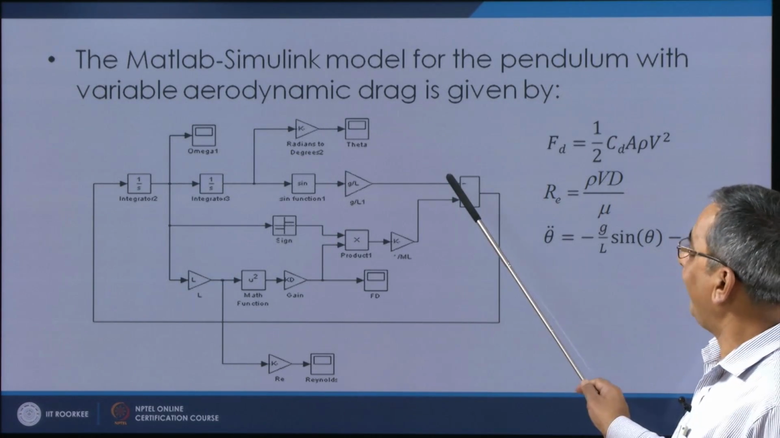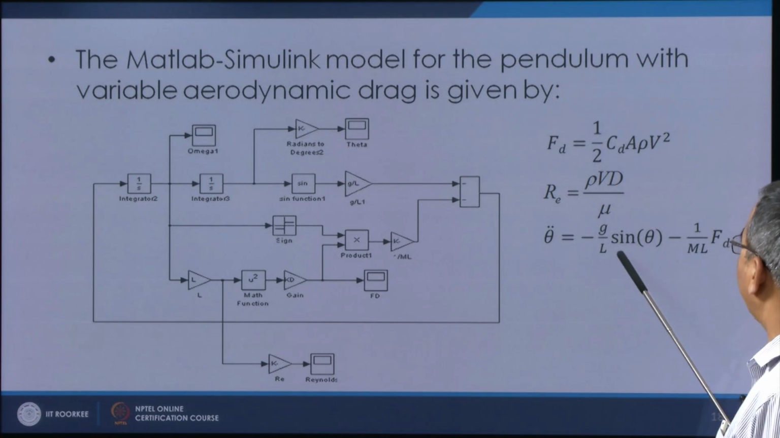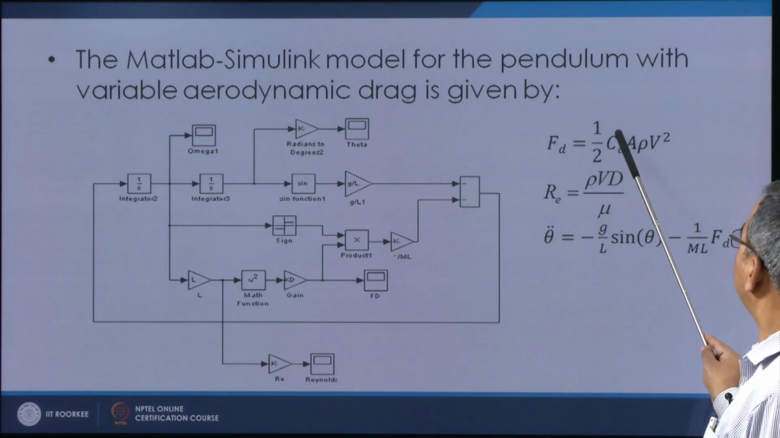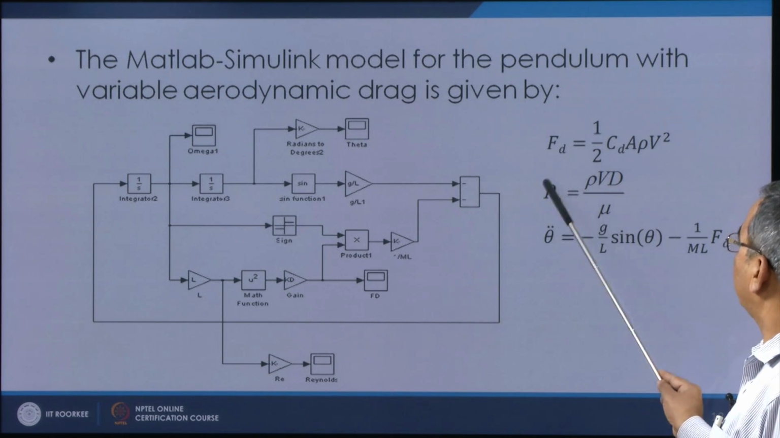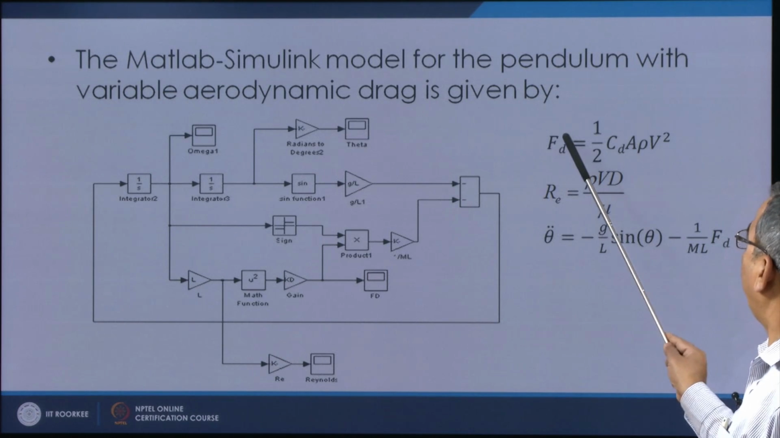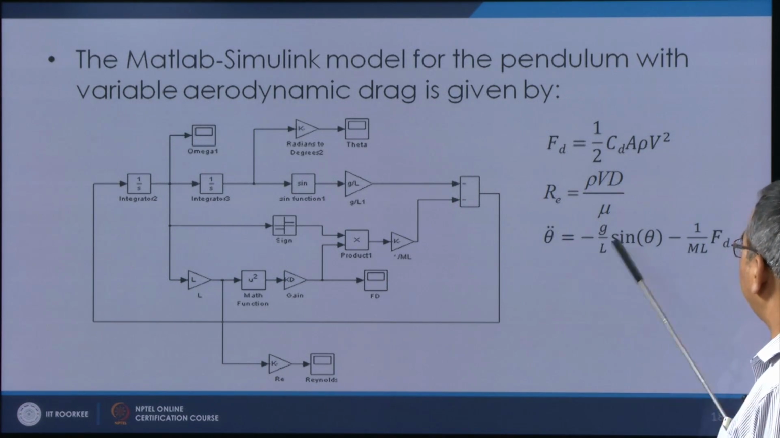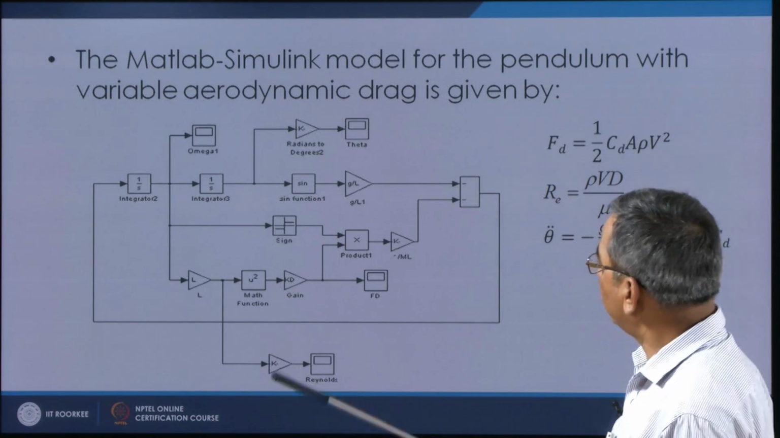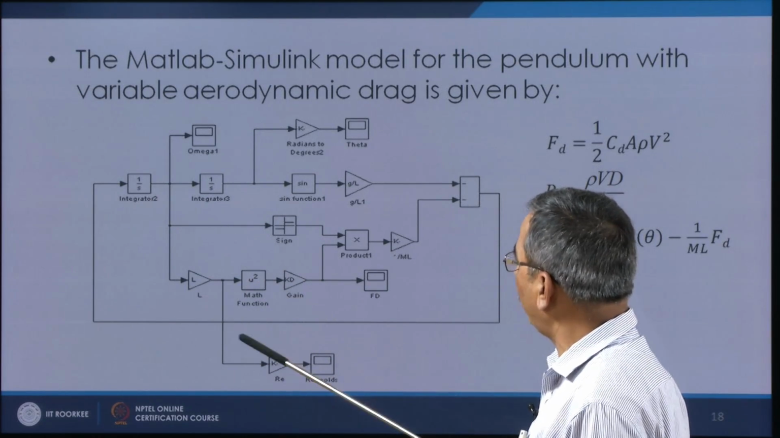So, to create the Matlab Simulink model, we have these three expressions. This is the expression for Fd, and here there is a CD term, and this CD I get from the plot of Reynolds number versus CD. So, I get the CD value, I get the Fd, and then I can substitute this Fd in this expression in order to create the Simulink model. The rest of the things are the same, because we are building on the basic model only.